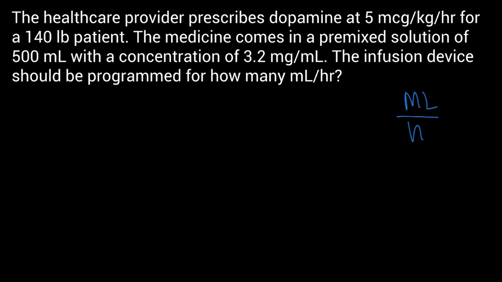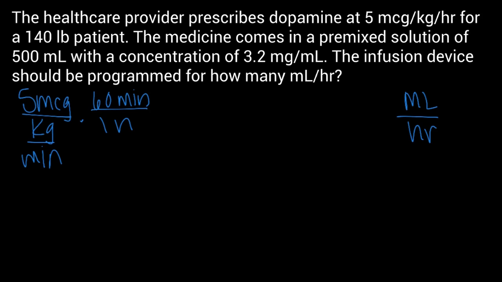Milliliters per hour on the right. From the problem, there is 5 micrograms per kilogram per minute. Let's first change minutes to hours. So multiply by 60 minutes per 1 hour. The minutes cancel. Now let's change micrograms to milligrams. 1 milligram is equal to 1,000 micrograms.